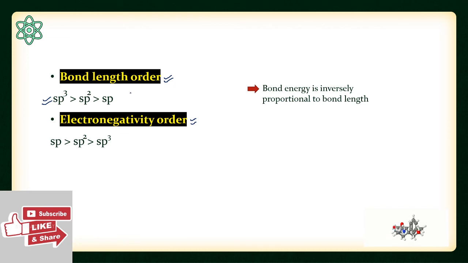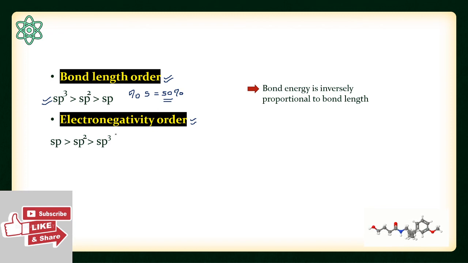Now this all depends on the s character. If you look at sp, the percentage s character is equal to 50 percent, and in sp2 it is comparatively lower, in sp3 it is even lower. So when the percentage s character increases, bond electrons are more attracted towards the nucleus, because the s orbital is closest to the nucleus, and that is why the atoms will be more attracted to each other, and due to that the bond length decreases.